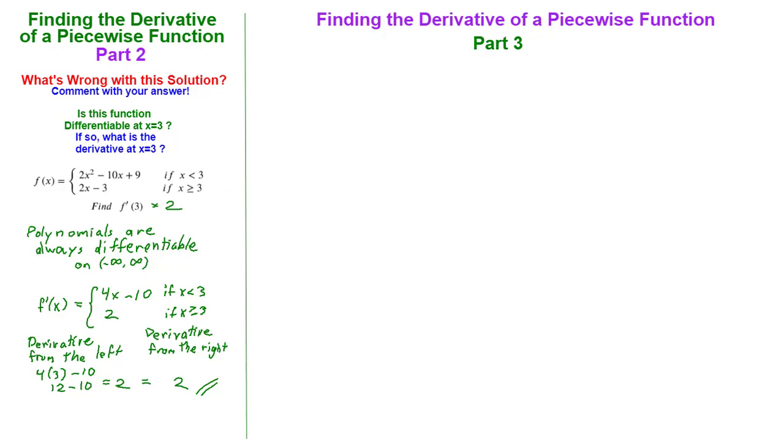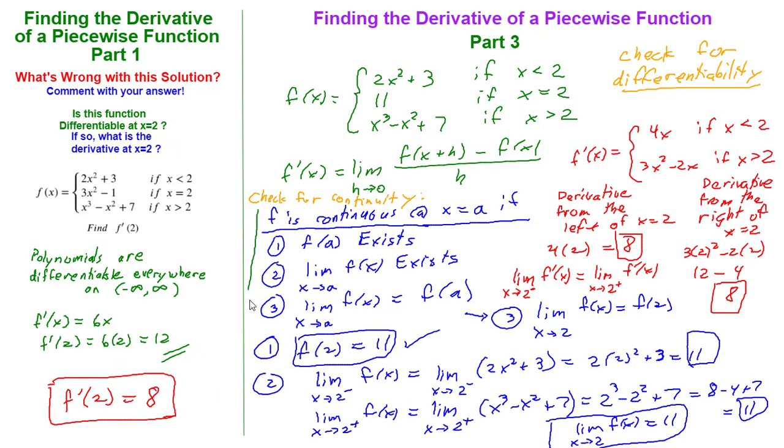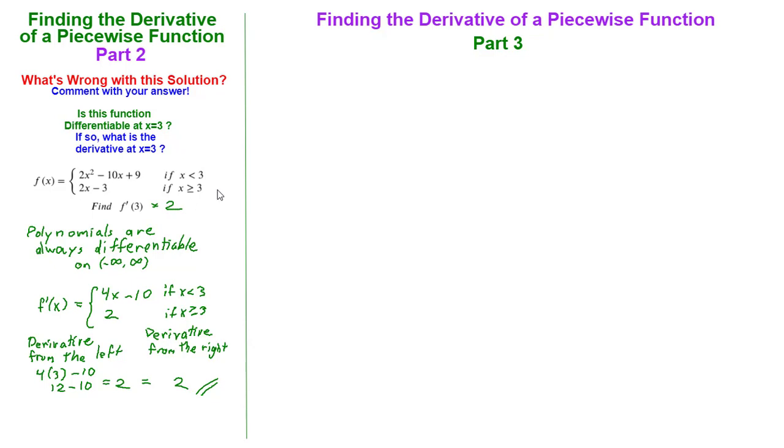So let's do that. If you remember from part 1, we said we need these 3 conditions to verify if a function is continuous at some particular value of x. So we'll use those same 3 conditions again. We need to find if the function value exists, if the limit exists, and if the function value and the limit are equal to each other. So first of all, does f of 3 exist? Well, if x is greater than or equal to 3, we have this. So f of 3 will be equal to 2 times 3 minus 3, and therefore we have 6 minus 3, or 3.